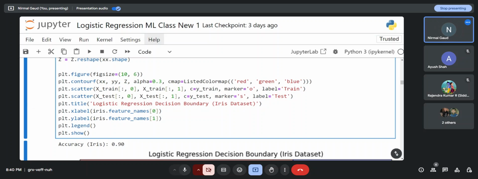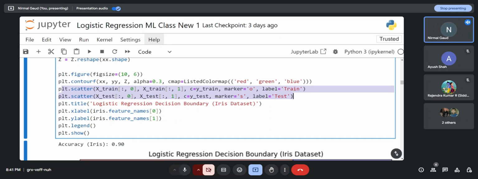Okay, prediction. This is the scatter plot by taking X train 0 and X train 1, that means all the values of feature 1 and feature 2. Here we are taking all the values of feature 1 and feature 2 of the testing data. So this is for training data, and this is for testing data. And C is equal to y train and y test, that means the outcomes of your training and testing. We are marking them with O and S. So these are your training and testing data points.